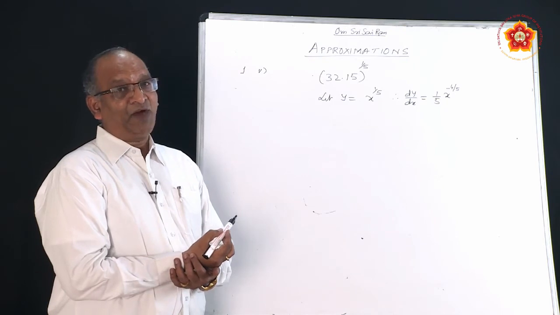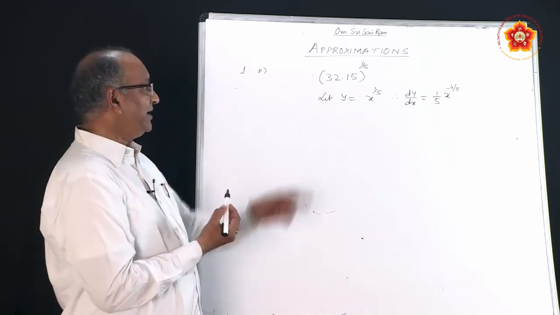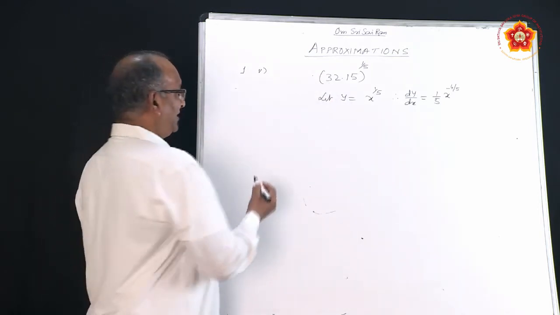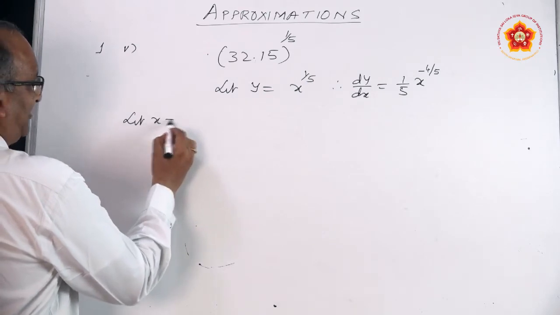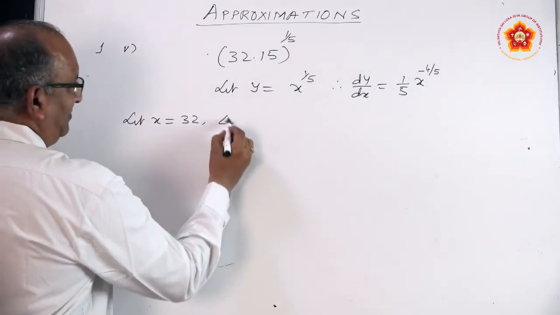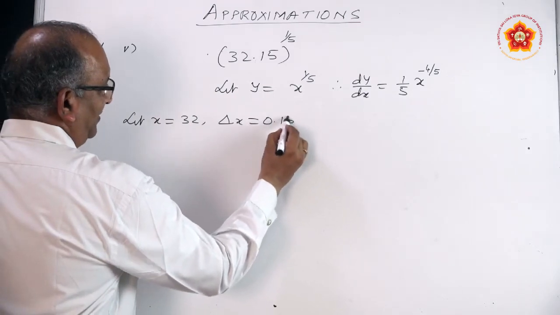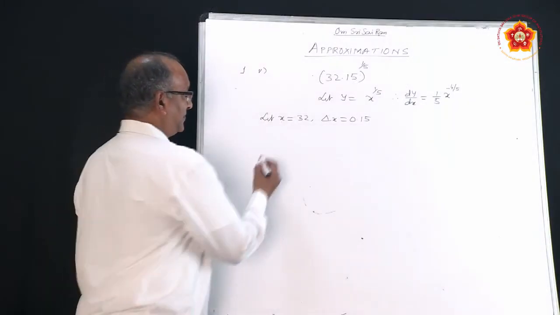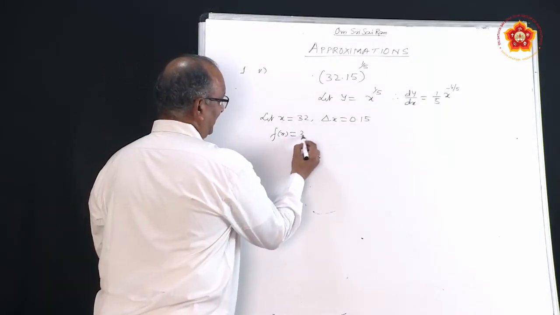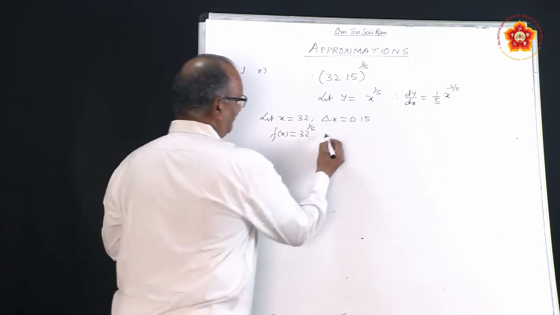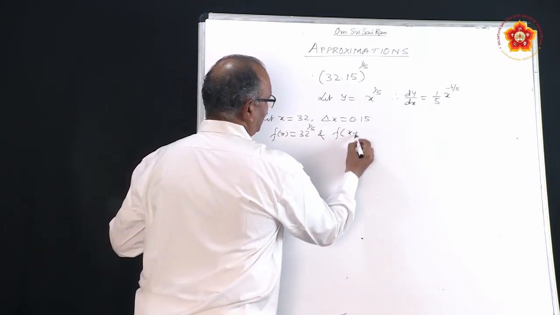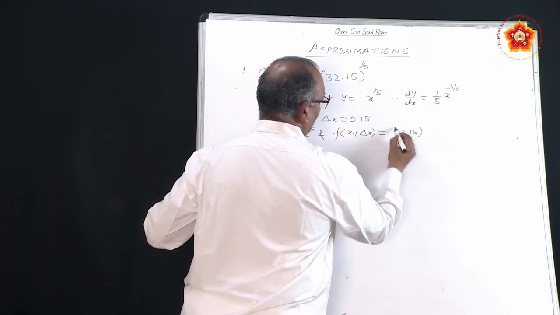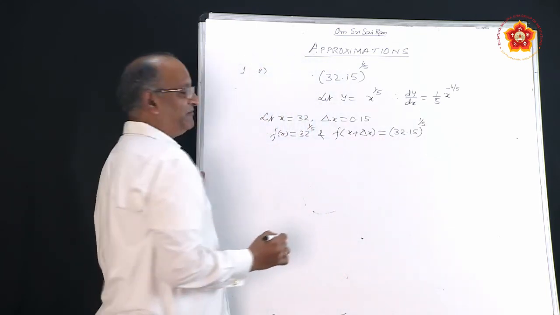Now, guess what should be x, what should be delta x. Look at the problem. It is very close to 32. So, we assume that x is equal to 32. If it is so, what will be delta x? 0.15. What will be f of x? f of x will be 32 to the power 1 by 5. And what will be f of x plus delta x? That will be 32.15 to the power 1 by 5, which we want to find out.